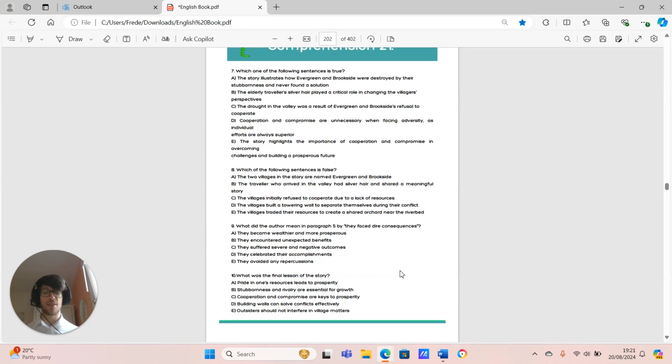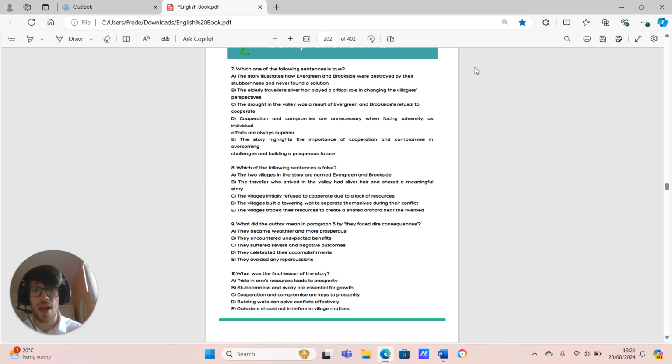So 7, this is testing our processing of the comprehension to make sure we know what's true, what's false. Which of the following sentences is true? What actually happened in the text? So, Evergreen and Brookside were destroyed by their stubbornness. They never found a solution. They did. Remember how it ends. It's positive.